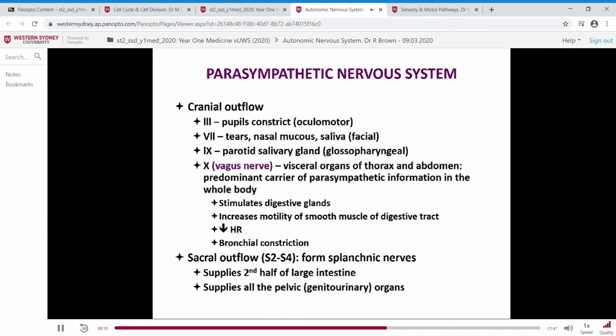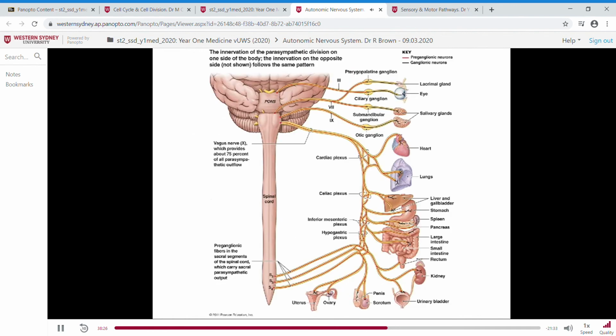And the sacral outflow, the S2 to S4, okay, supplies the second half of the large intestine and supplies all the pelvic organs. And there's another diagram which is similar to the sympathetic one. So here's your cranial side of things and the sacral. And here's the vagus nerve. So if you have a look at here, here's 3, 7 and 9 and what they supply, okay?